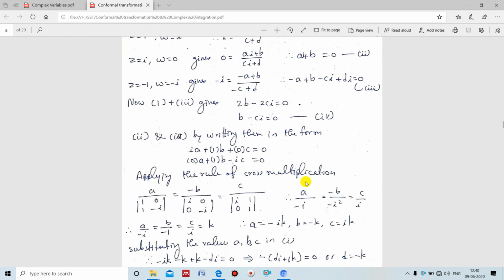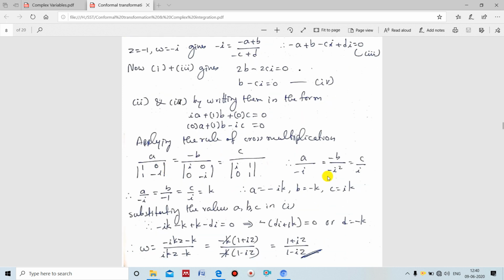Then applying the rule of cross multiplication, we find the value of a. Reject this column: 1, 0, 1, minus i, minus b; i, 0, 0, minus i. The remaining coefficients you write here, c divided by i, 0, 1, 1, i, 0, 0.